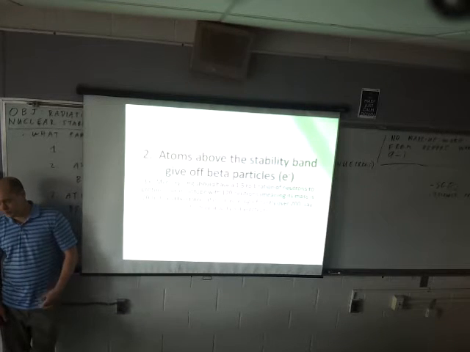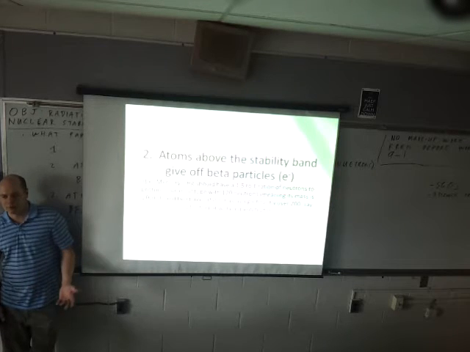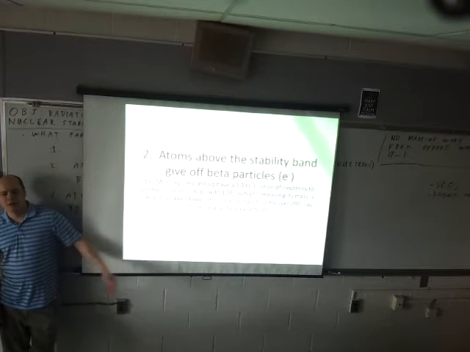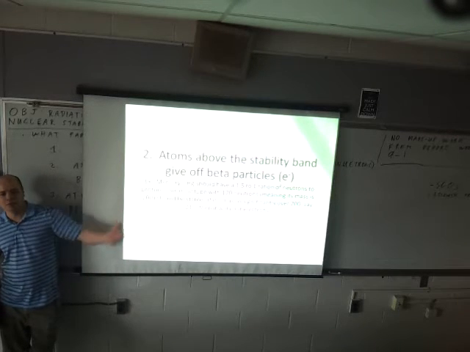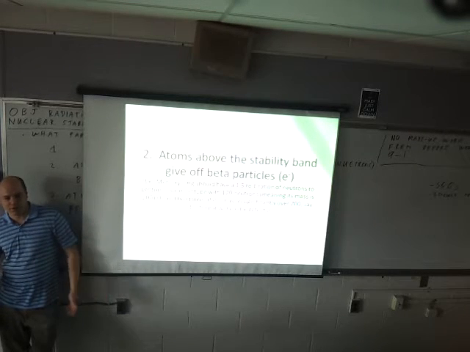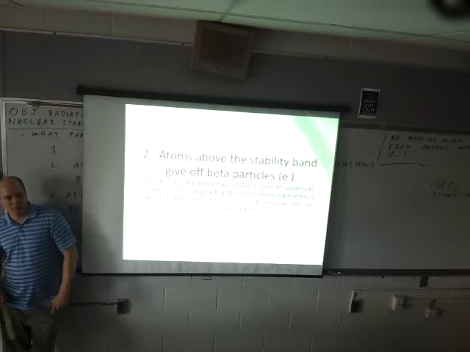So if you look at the stability band, for the low numbers in the periodic table, the first 20 elements, we want a 1-to-1 ratio. So if you have magnesium, atomic number 12, if it has more than 12 neutrons, then it's unstable and it's above the band. If it has less than 12 neutrons, it's below the band. If it has 12, it's on the band.